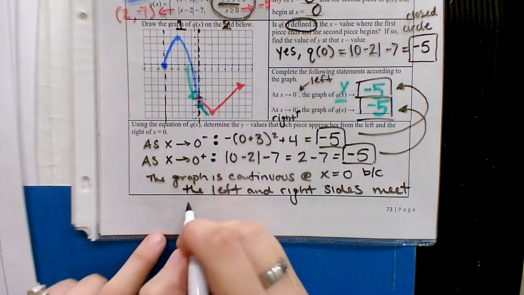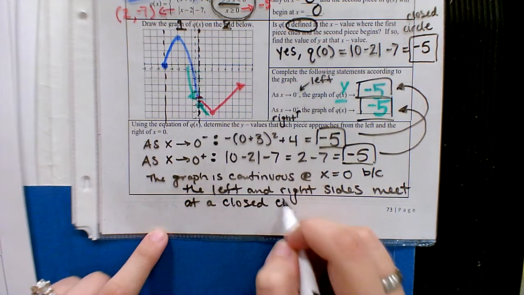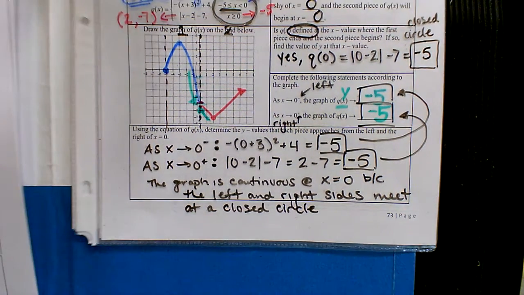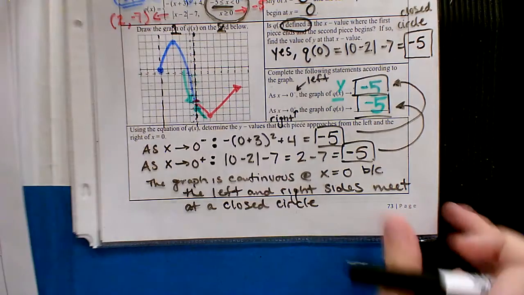At a closed circle. Right. Because if you take a look at the top, those three options, didn't the middle graph meet? But they met at an open circle. We said that was discontinuous. The only way you can explain continuity is that the two sides meet and they meet at a closed circle. We have to check those two ideas.